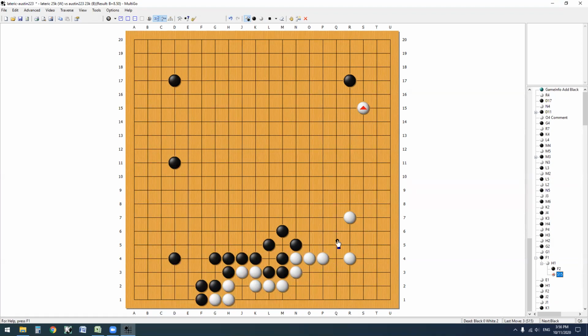One is to make your stones a little bit further apart. The other thing is you have to connect all your cutting points.